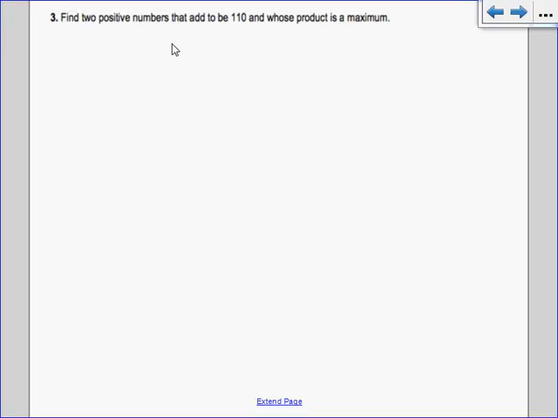Okay. So number 3, it says find 2 positive numbers that add to be 110 whose product is a maximum. So whenever you see maximum or minimum right now, the only thing we know how to maximize or minimize is a parabola. So we're probably going to have the equation of a parabola at some point. Okay, so let's write out what this is saying. So let's say we let x and y be the 2 numbers.